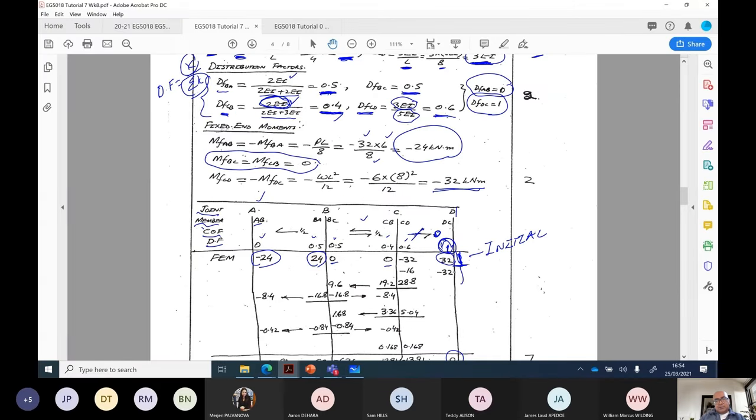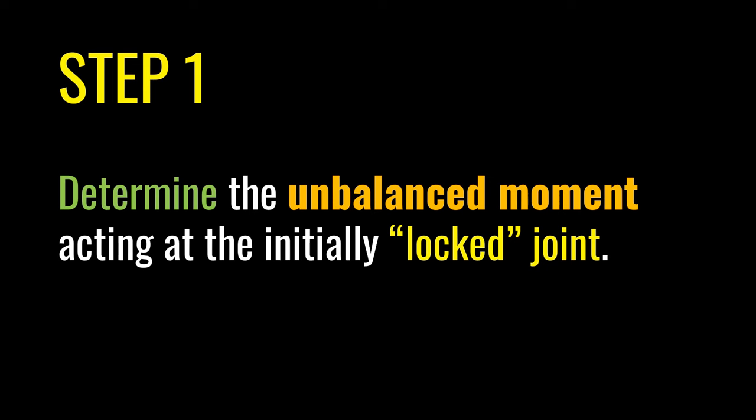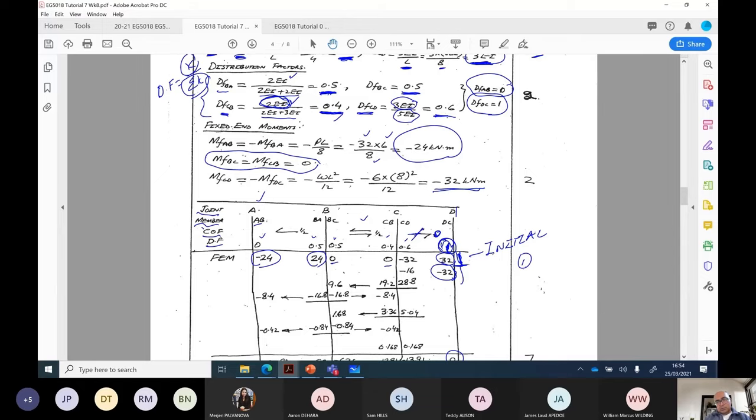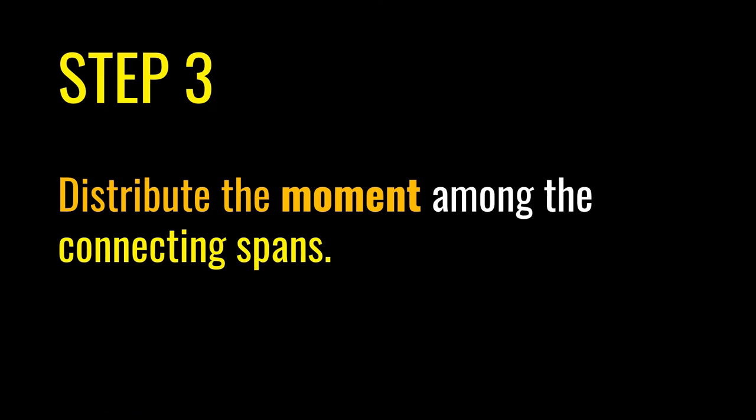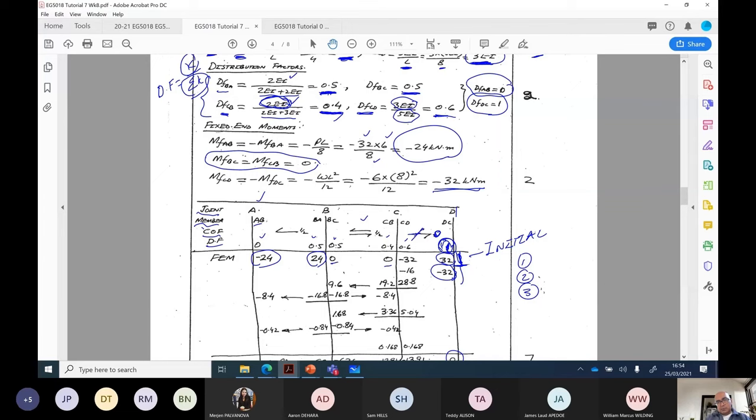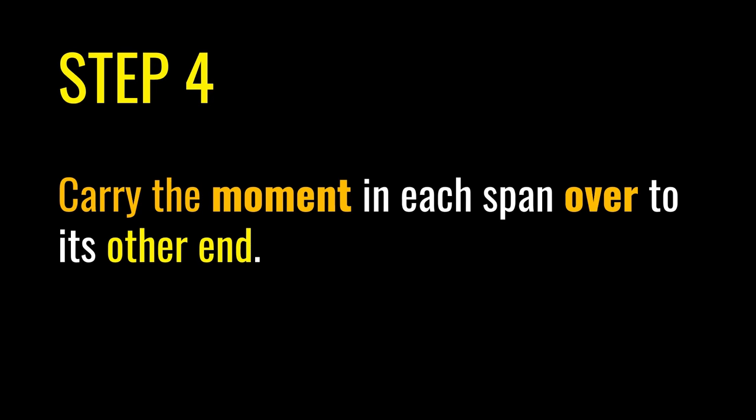Starting from D, I'm assuming that this joint is going to be clamped, and then I'm unclamping this joint, then I'm multiplying it with the factor, which is 1, and then I'm bringing it over here. The first step was to determine the unbalanced moment, which is 32. The second step was to apply equal and opposite, which is minus 32. And the third step was to distribute according to the distribution factor. So minus 32 times 1 is minus 32. And the fourth step was to carry it over.